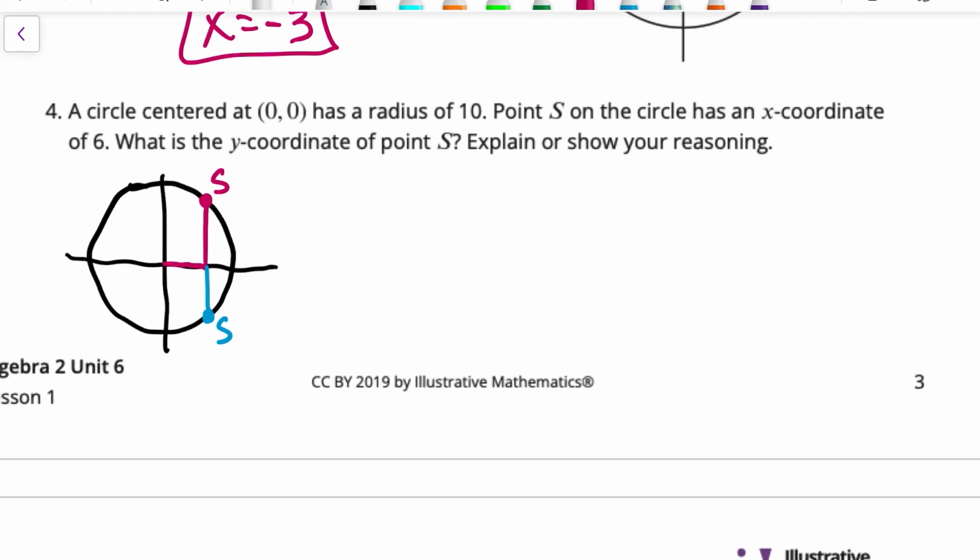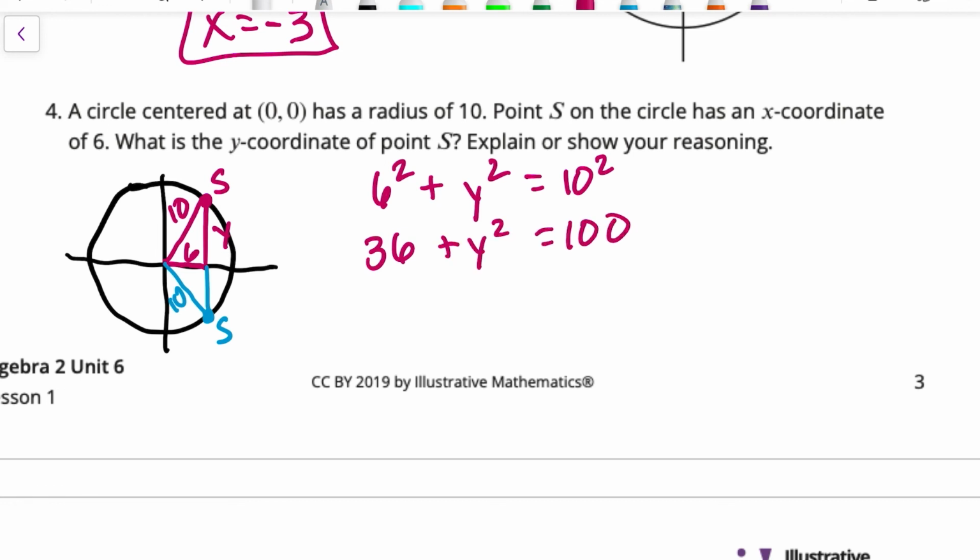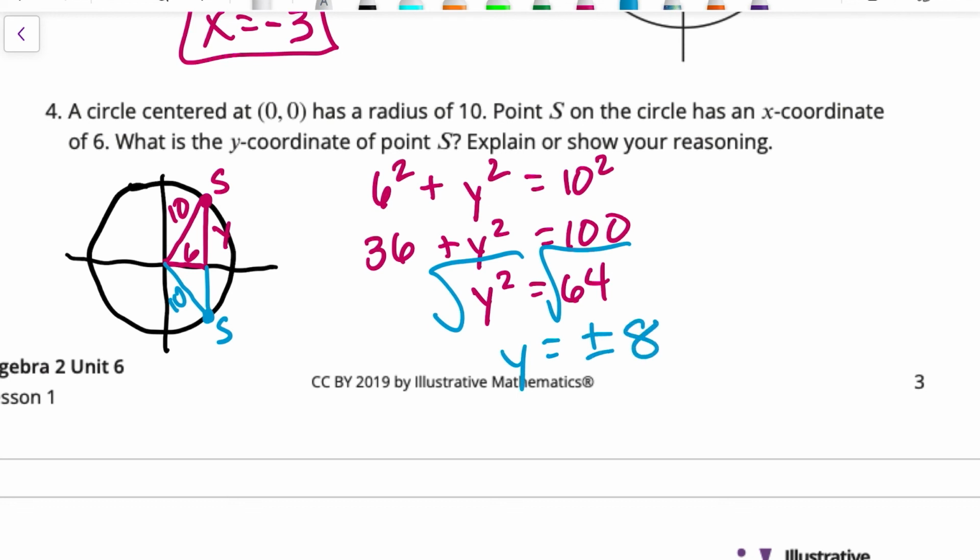We know that this radius is 10, right? So that's 10. And we know that this is 6, right? So we have 6 squared plus y squared equals 10 squared. So 36 plus y squared equals 100. Subtract that 36 over and we get 64. So then we have y equals plus or minus 8.